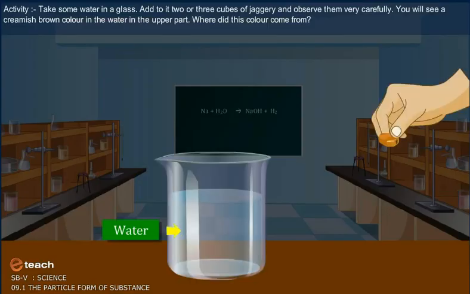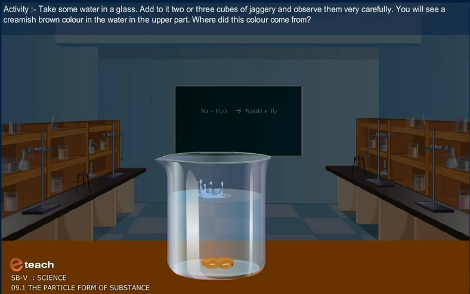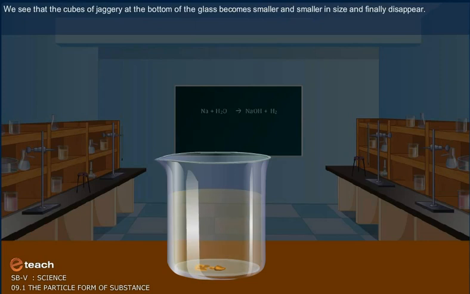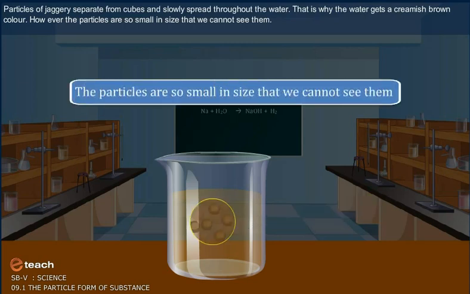Activity. Take some water in a glass. Add to it 2 or 3 cubes of jaggery and observe them very carefully. You will see a creamish brown color in the water in the upper part. Where does this color come from? We see that the cubes of jaggery at the bottom of the glass become smaller and smaller in size and finally disappear. Particles of jaggery separate from the cubes and slowly spread throughout the water. That is why the water gets a creamish brown color. However, the particles are so small in size that we cannot see them.